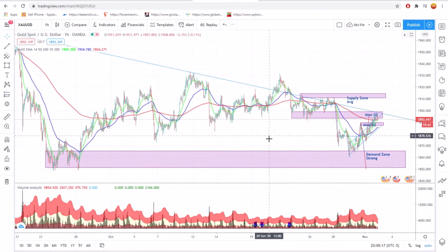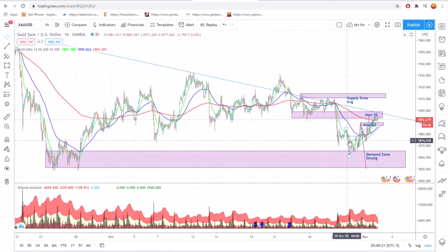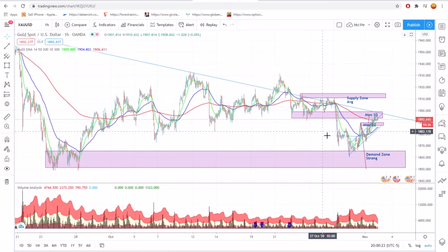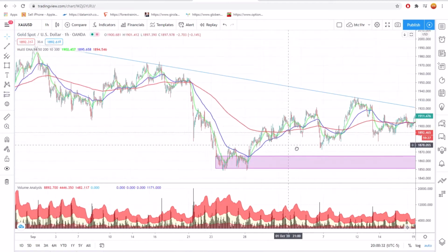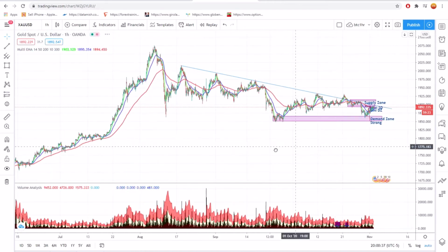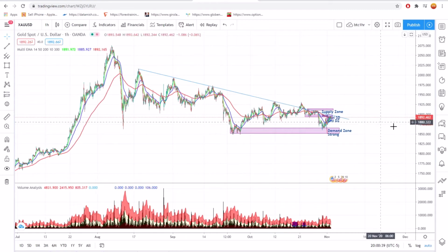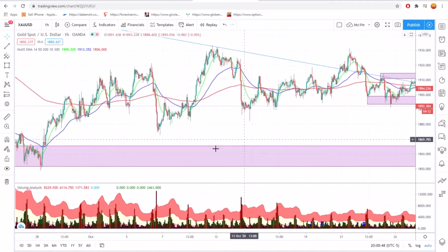So let's look at how I drew these demand zones and supply zones for this coming election. I'm going to draw one last one out for you guys and show you exactly after this one. If we look over here, right now we're in a downtrend, very easily seen. This is how I drew it out.